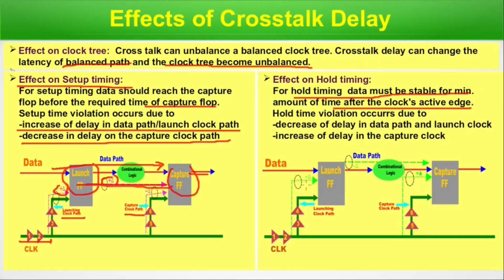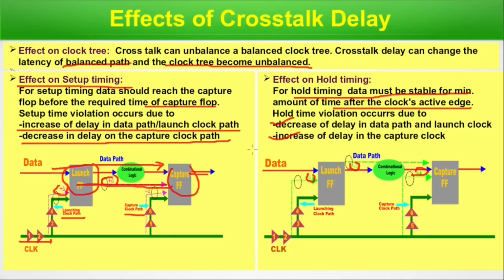So this delay is reduced. The data has already reached there, and this clock is getting delayed. It's getting positive delay and it's getting negative delay. So the decrease of delay in the data path and launch clock, and the increase of delay in the capture clock, will create the hold violation. So this way, crosstalk delay can impact setup timing and hold timing.